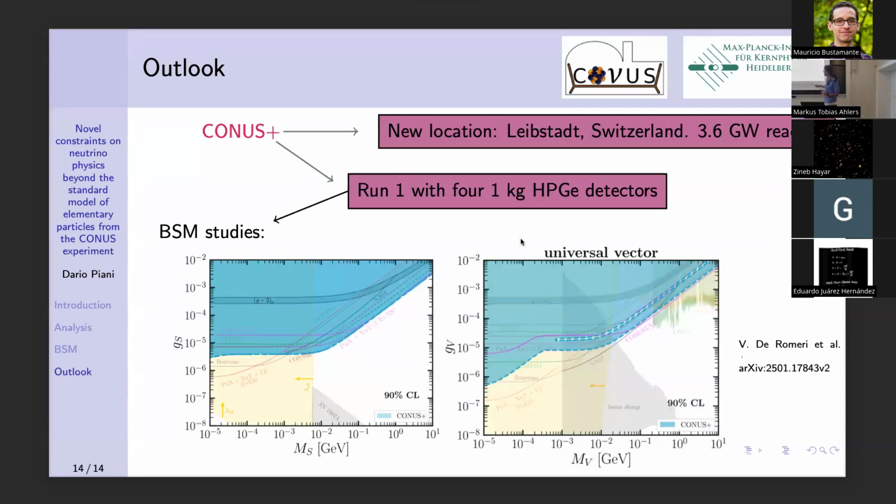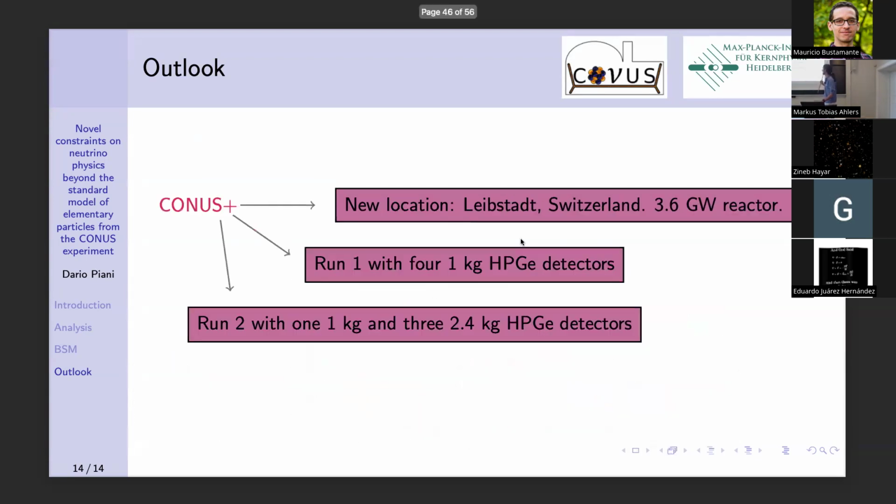This already triggered some phenomenology studies on beyond the standard model effects, but we believe that our investigation will hopefully put better limits since we have the full knowledge of the model and the data. And lastly, run 2 is ongoing right now with an improved mass of the detectors and backup. That's it.